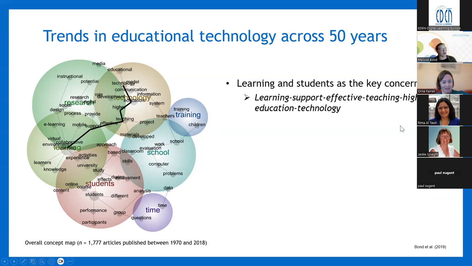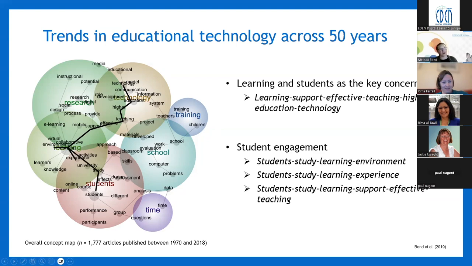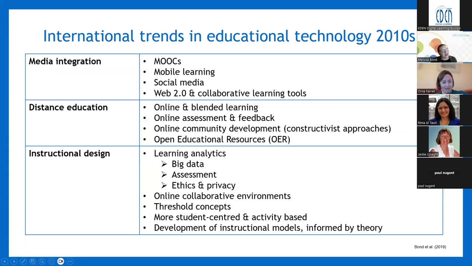But this kind of concept map allowed me to explore the different concepts, finding out that really there was this key focus on learning and students, as well as the student experience with technology across those 50 years. But it also enabled me to compare the trends across the decades as well. For example, these were the trends that came through from the literature in the 2010s, where we saw a real rise in online and blended learning and open educational resources, and of course, issues with learning analytics in terms of ethics and privacy, and as we know, ongoing issues today.